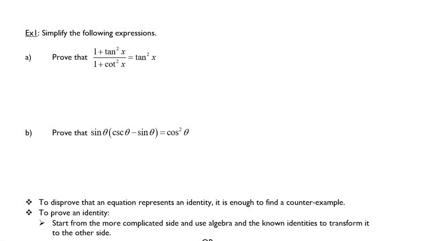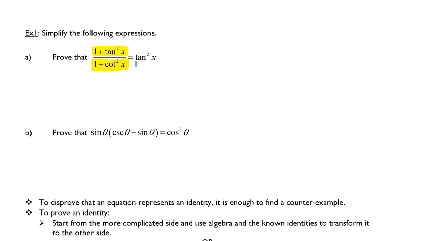As we continue to look at fundamental identities, we need to practice. So we're going to simplify the following expressions, and we need to prove that 1 plus tangent squared of x over 1 plus cotangent squared of x equals tangent squared of x. And so if I look at this identity, I need to show that the expression on the left can be modified and simplified until it looks like the stuff on the right.